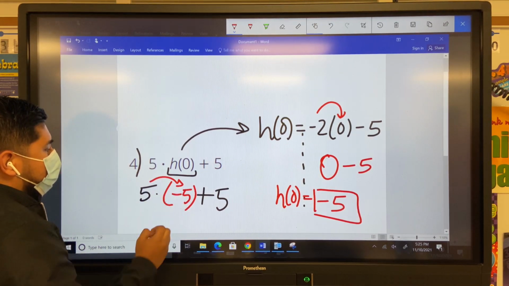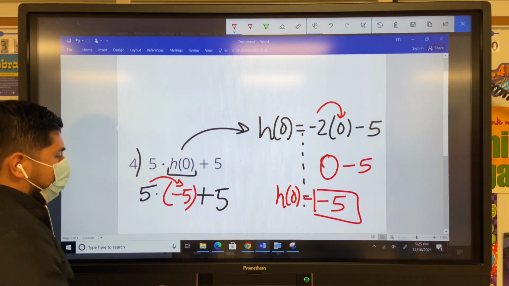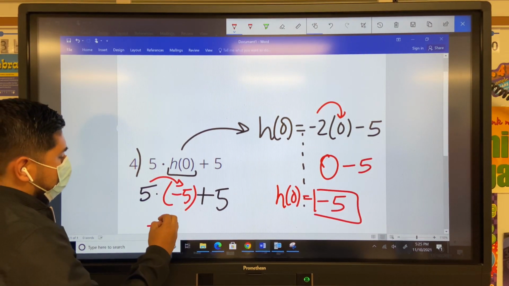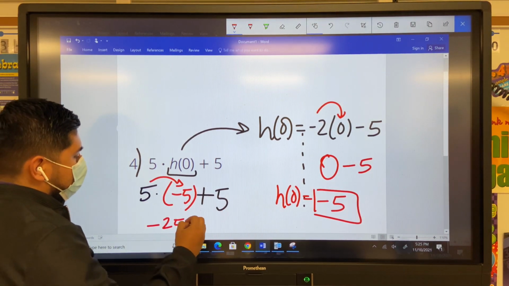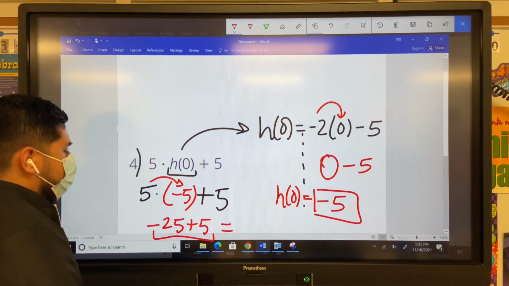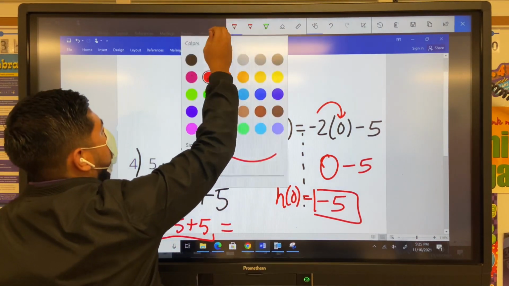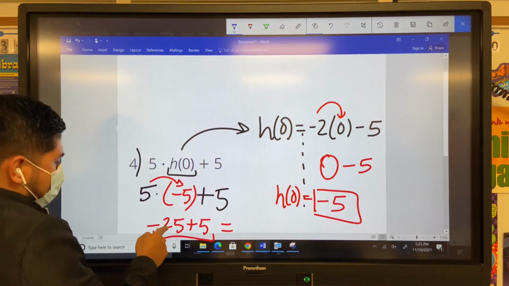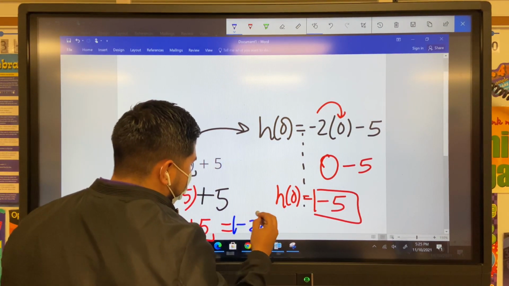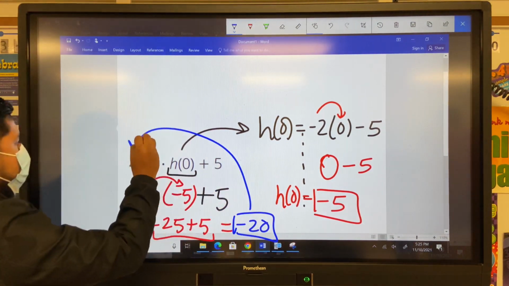PEMDAS, 5 times 5. 5 times negative 5, sorry. Positive negative is negative. 5 times 5 is 25. Bring down that plus 5. Calculator if you need to, because that's kind of hard. Negative 25 plus 5 gives me negative 20. And this is the answer for number 4.